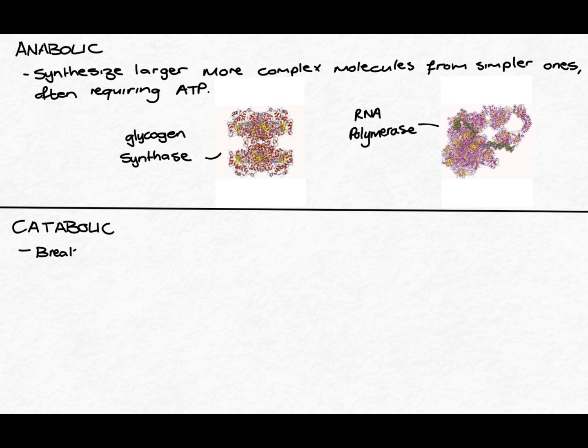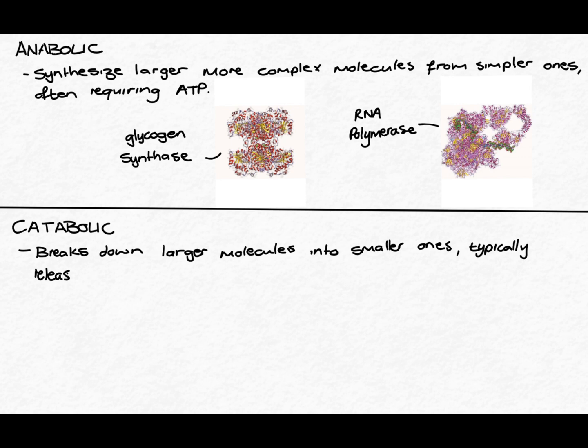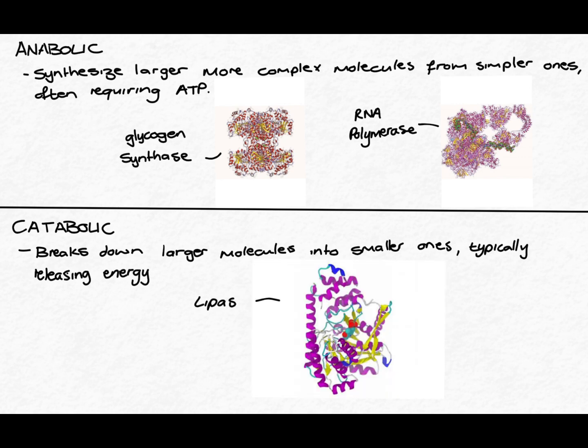Now, catabolic enzymes break down these large molecules into smaller ones. These reactions usually release energy in the process. This energy can then be stored as ATP. One example of this is lipase, which breaks down lipids into fatty acids and glycerol. And another example is almost all the enzymes responsible for cellular respiration, the main metabolic pathway for producing ATP.